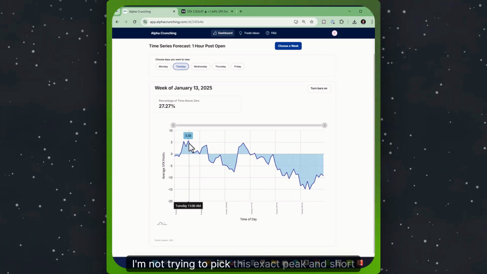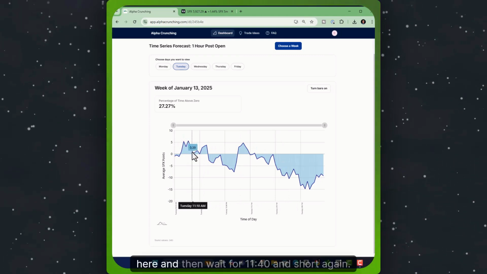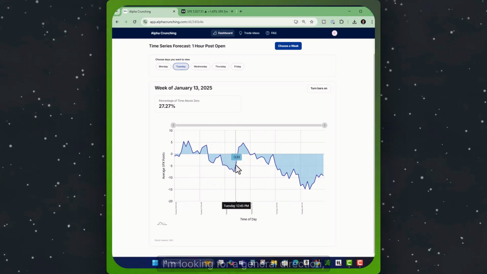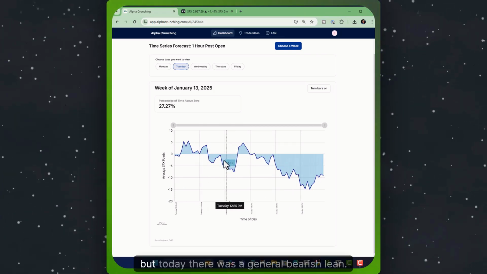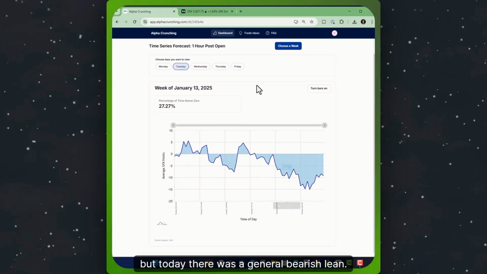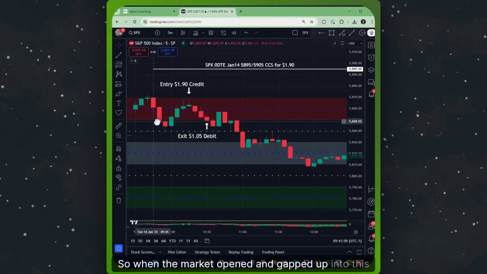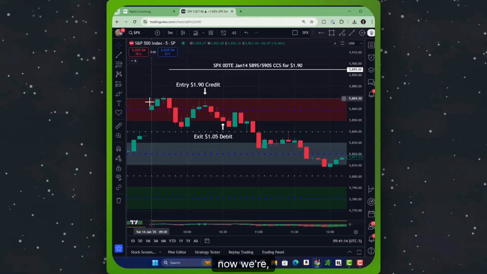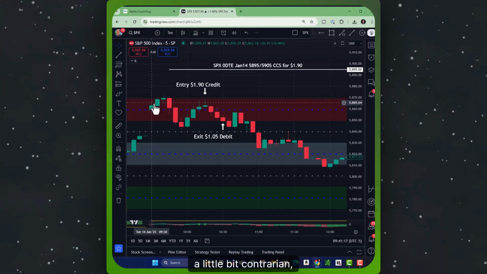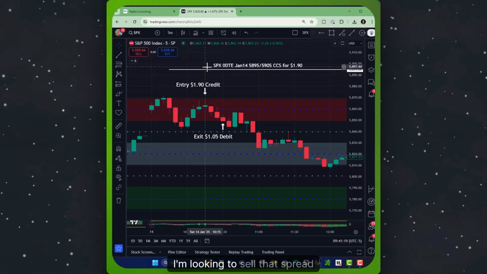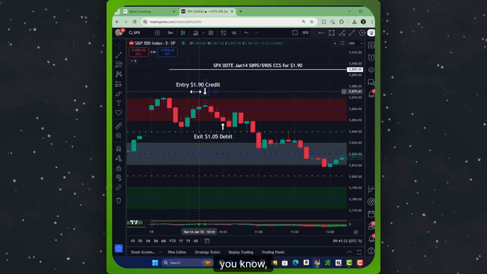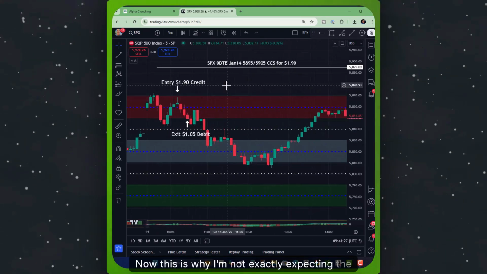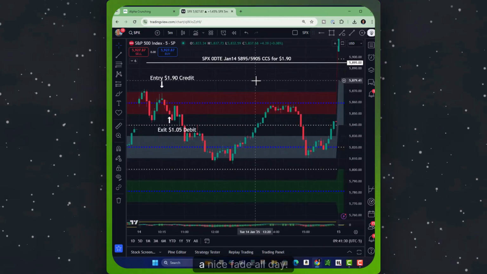Now, I'm not trying to pick this exact peak and short here and then wait for 11:40 and short again. I'm looking for a general direction, if there is one. Some days there isn't one, but today there was a general bearish lean. So when the market opened and gapped up into this sort of overbought area, I thought, okay, now we're a little bit contrarian. Some people might call it scalping. I'm looking to sell that spread, collect theta, and look for a pullback.